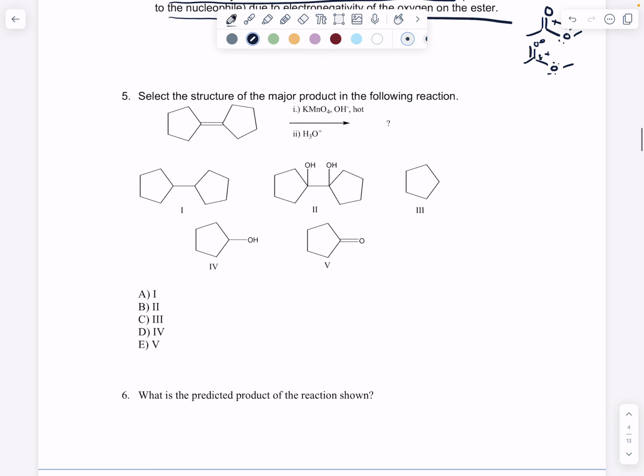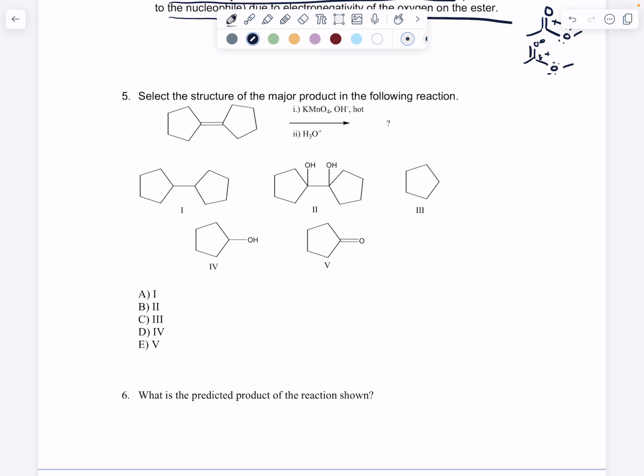Okay. This next one, select the structure of the major product in the following reaction. More than half the class got this wrong, which I'm surprised by. Normally students don't really struggle with this. So I think I want to show you the mechanism to clear it up for you. But first I'll show you how I would approach this.